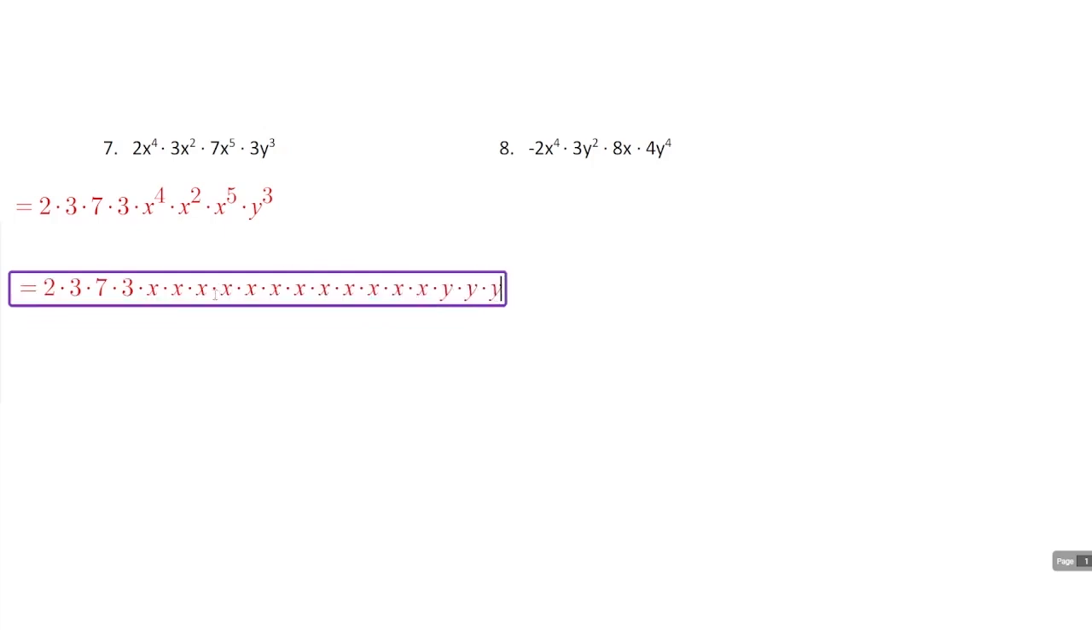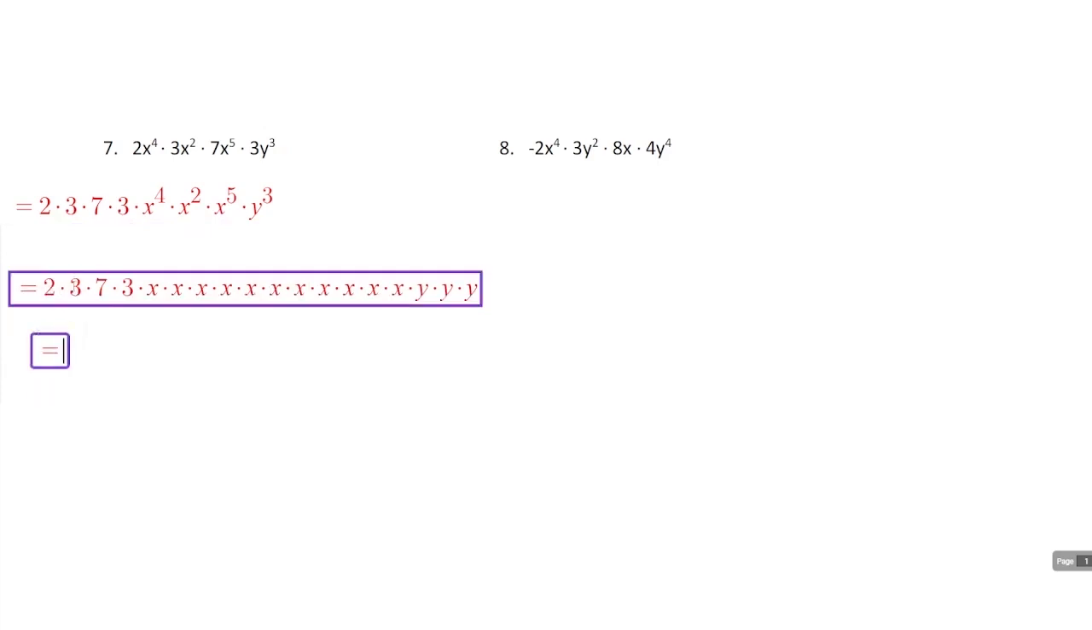Let me make sure I counted this out right. We got 1, 2, 3, 4 from the first one. 1, 2 from the second one. 1, 2, 3. I think I might have an extra x here. Hold on. 1, 2, 3, 4. 1, 2. 1, 2, 3, 4, 5. Yeah, it's usually a good idea to just go back and double check when you have so many like that.